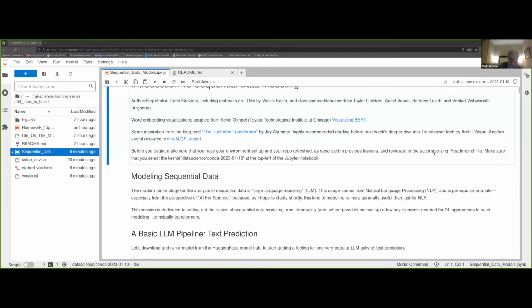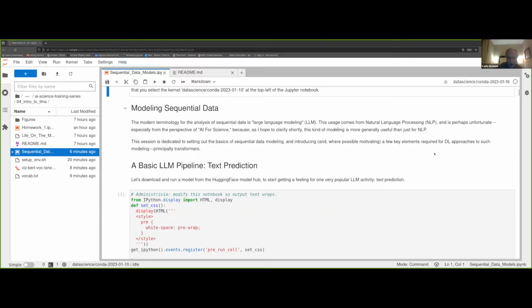So, modeling sequential data. We're going to talk about large language models, which everyone abbreviates as LLMs. This usage comes from natural language processing. What I mean by that is LLMs aren't really about language, they're about sequences. So referring to them as language models is possibly not the best choice because it obscures the really broad scientific use that these things have, which I hope to illustrate for you when we scroll down a little bit.